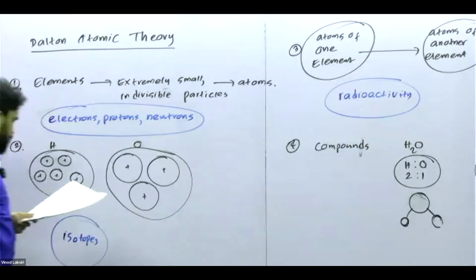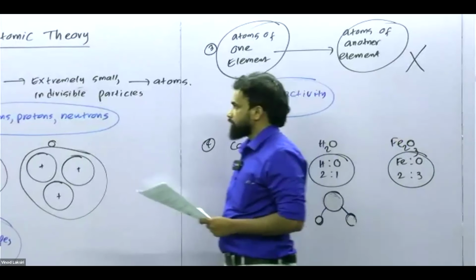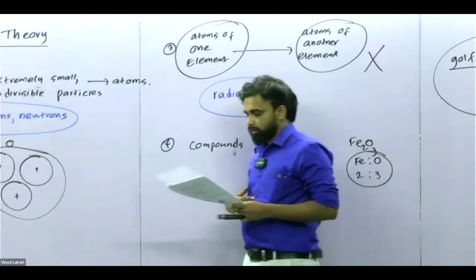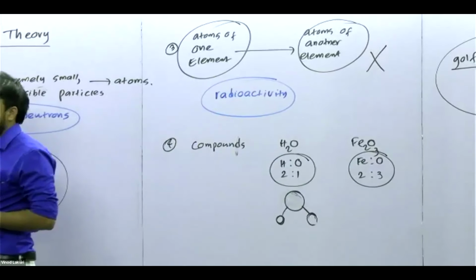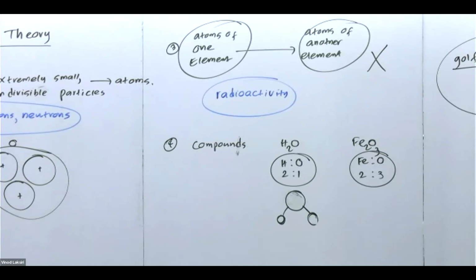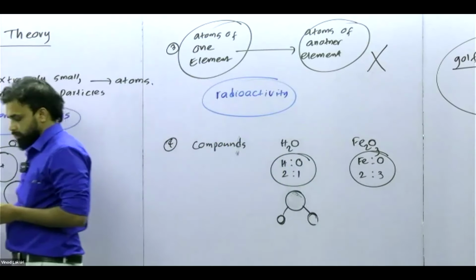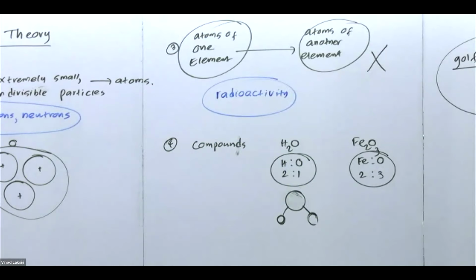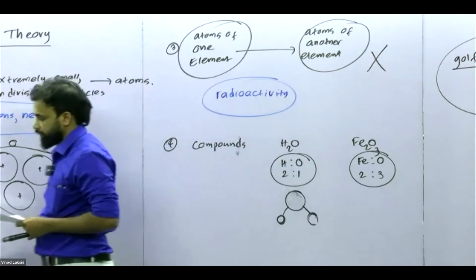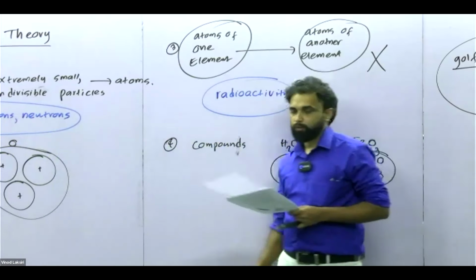Write down the first assumption. Elements are made out of extremely small indivisible particles called atoms.